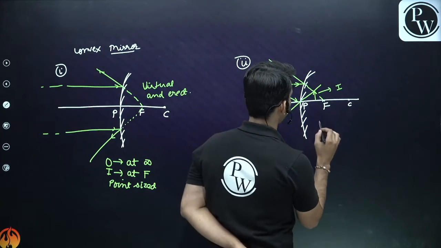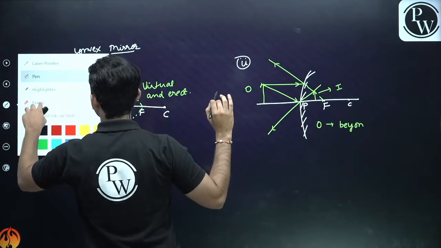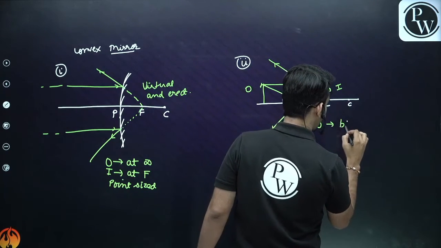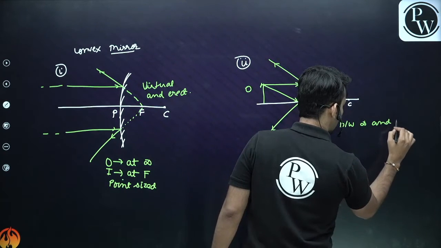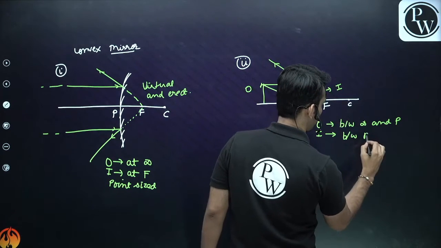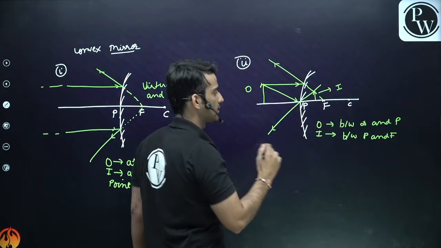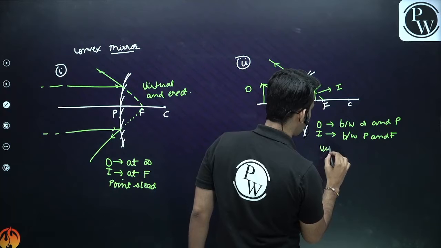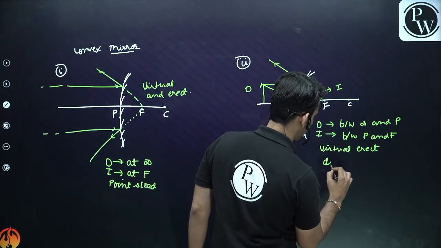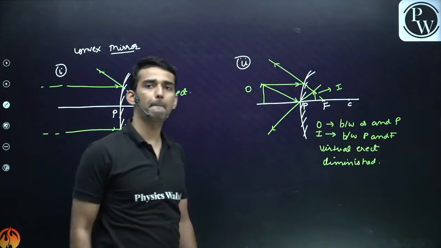So here also, where is the object? If you place the object anywhere between pole and infinity, where is the image formed? Image will be formed between P and F, guys, between pole and focus. What about the size, or what about the nature? Obviously it is also virtual, erect, and it is diminished. Clear? Is it clear to you?